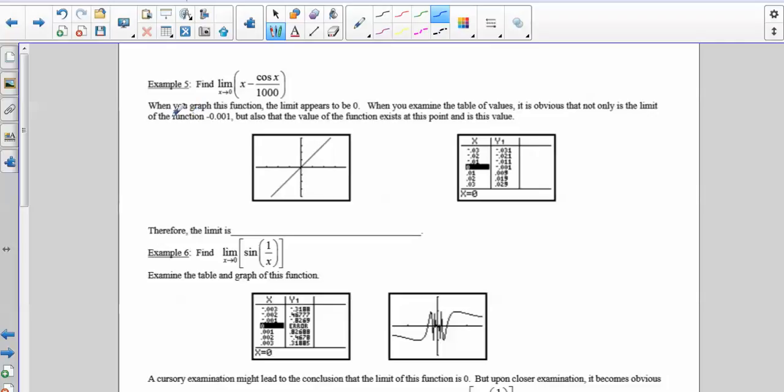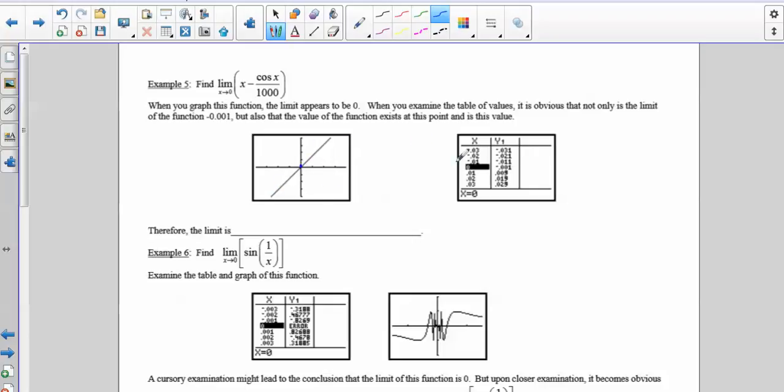Okay, so this is Unit 9, Day 1, and now we're on page 4 of our notes, and we have some special cases of limits. In example 5, we see the limit as x approaches 0 of (x minus cosine x) over 1,000. If you look at the graph, it looks very clearly like our limit would be 0 right here.